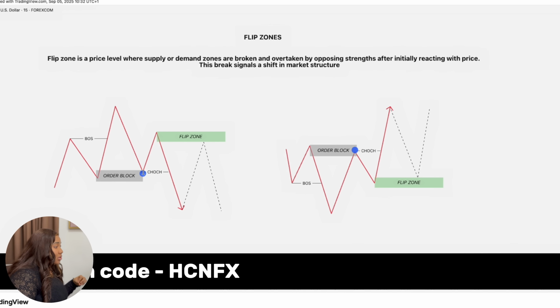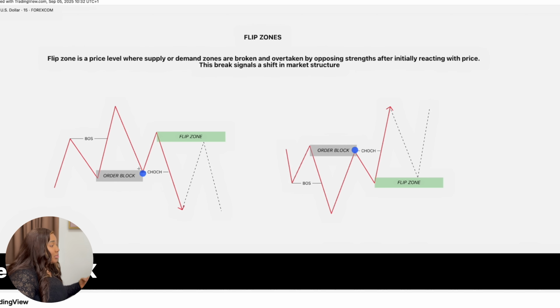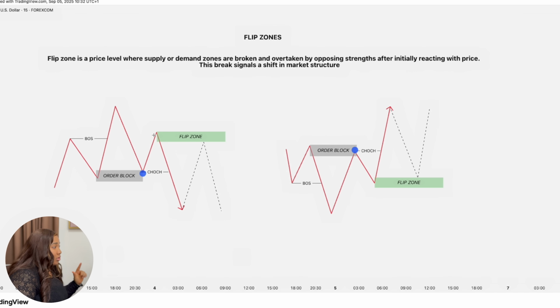Price tapped into the order block, which is the initial reaction I talked about here. There must be a reaction before the break. There must be what? A reaction before the break. This is like the most important stuff about flip zone. There must be a reaction before the break.